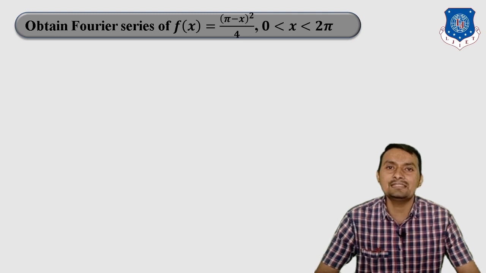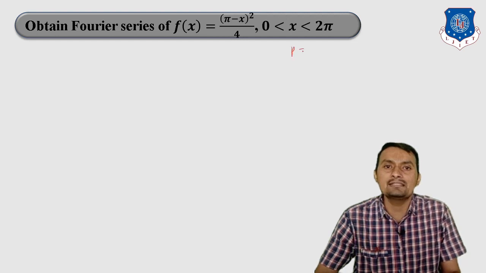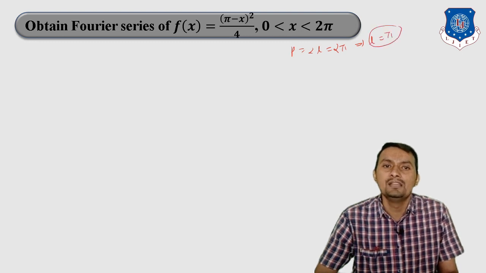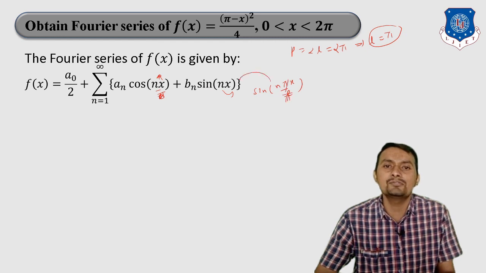And previously we have seen the same interval 0 to 2 pi, but the function was f of x is equal to x. But here we can observe that the length is nothing but P is equal to 2L, so L is equal to pi. When we apply the Fourier series formula, it will be f of x is equal to a0 by 2 plus summation from 1 to infinity of an cos n pi x divided by L, but L is equal to pi, so pi will be eliminated. And the same concept for sin n pi x divided by L, if I put L is equal to pi, pi will be cancelled out, so this is going to be sin nx. So that we will keep in mind.